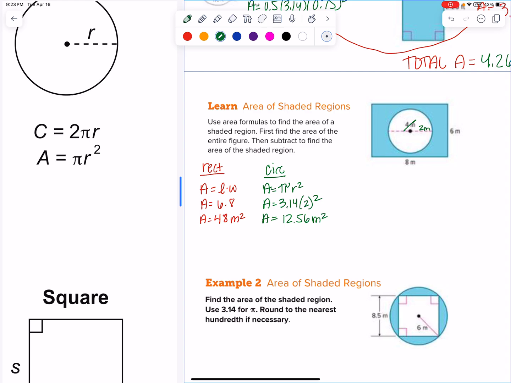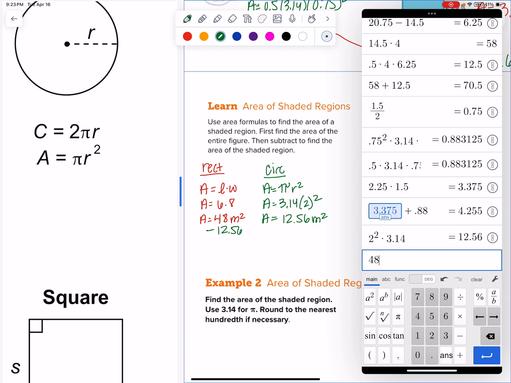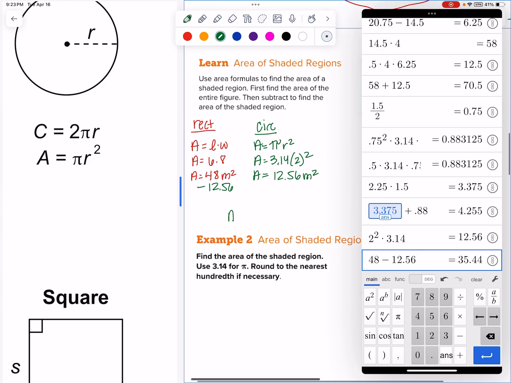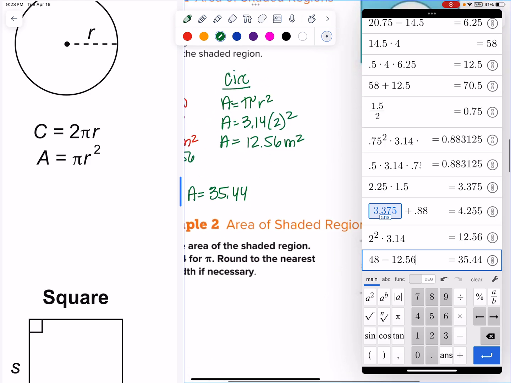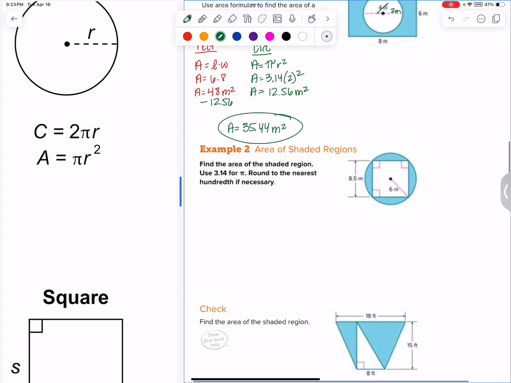meters squared. And we want to remove the circle, so we're going to subtract the 12.56. Let's get an official answer. 48 minus 12.56, and we have area equals 35.44. Any rounding rules? Nope. And that is meters squared. And there's our official answer there.